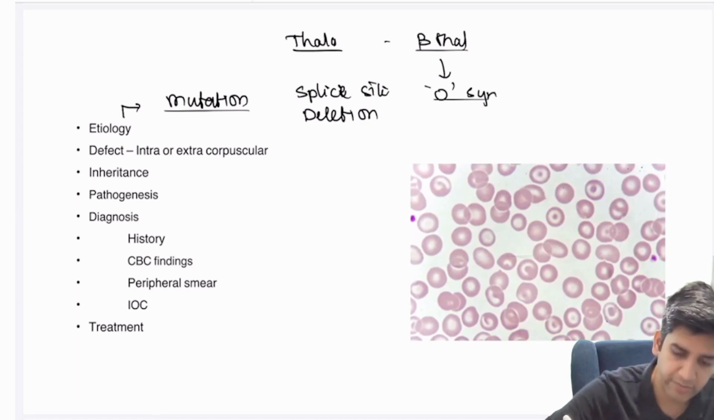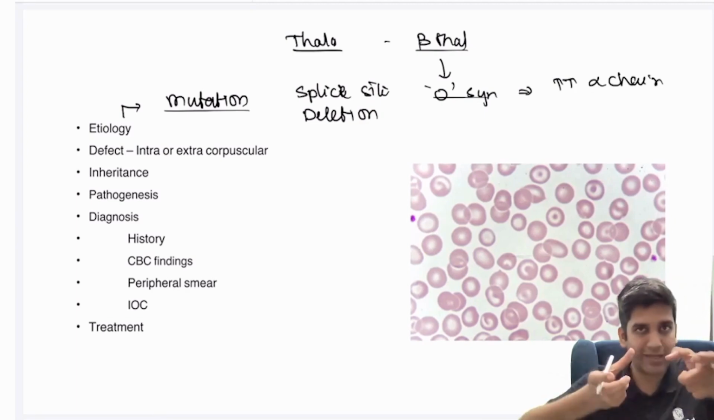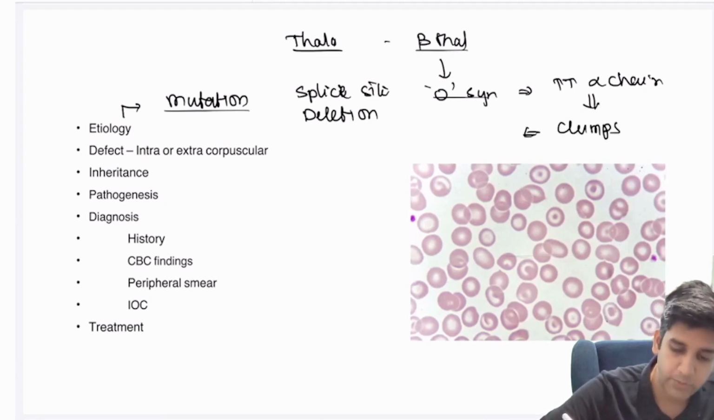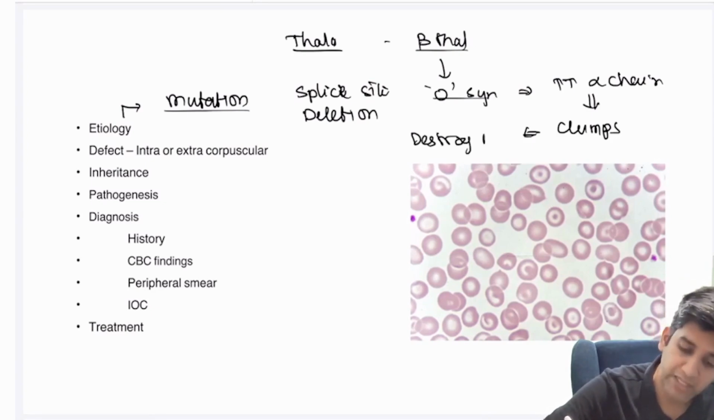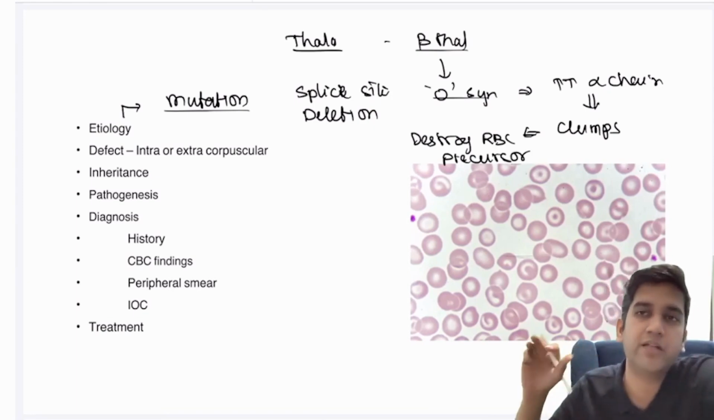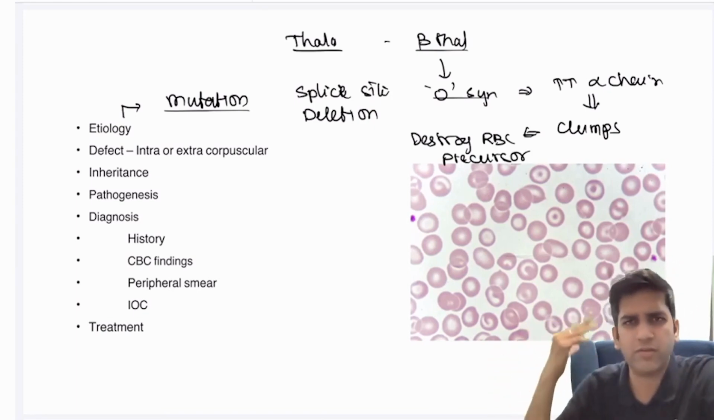With 0% synthesis of beta chains, obviously there will be an excess of alpha chains, because I have to compensate to form the quaternary structure of hemoglobin, right? This excess alpha chain will cause clumps, and these clumps will destroy, I'm talking about beta thal major, even the RBC precursors. The only reason this anemia is very severe is that it destroys the bone marrow precursors. It will not wait till the RBC comes outside. It will destroy way back, right?